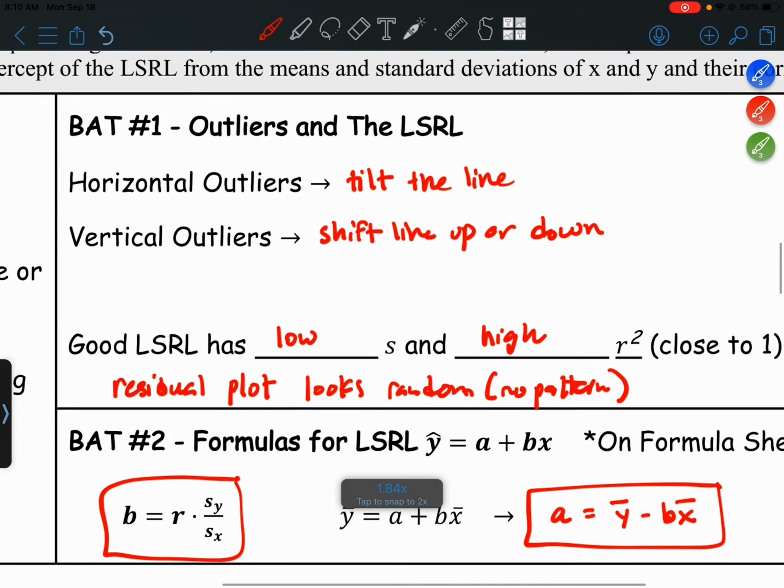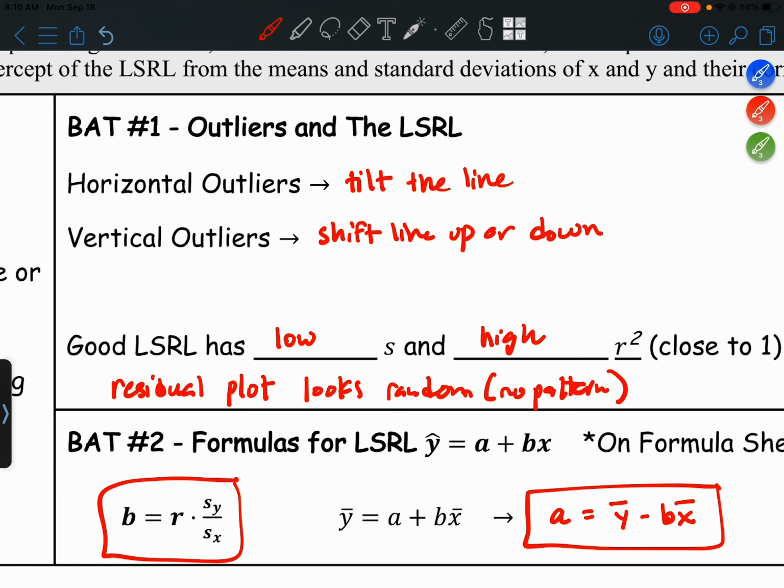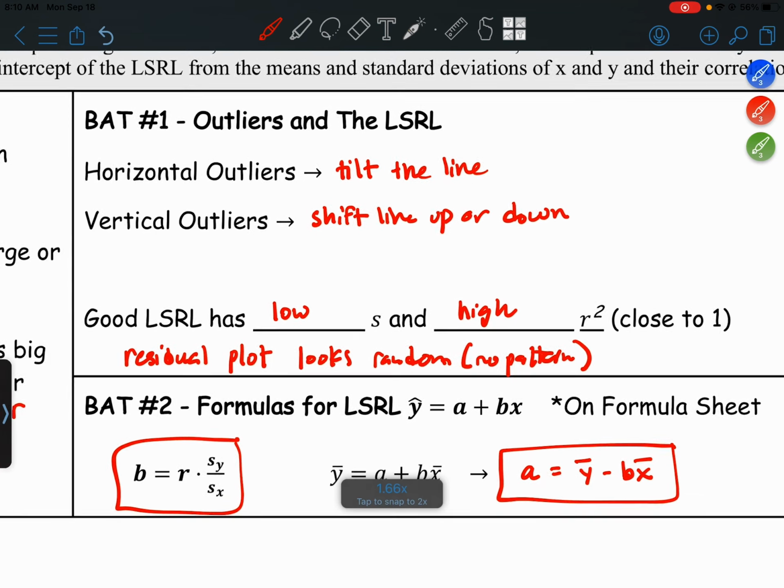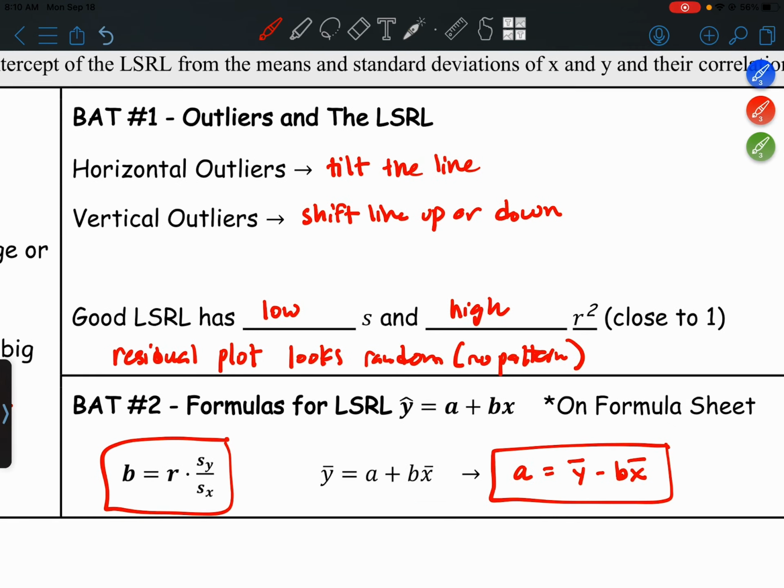Next, outliers and the least squares regression line. We saw that horizontal outliers tend to tilt the line like a seesaw. Vertical outliers just cause the line to shift up or down without tilting. A good least squares regression line is going to have a low S statistic, that's the standard deviation of the residuals, and it's going to have a high R squared, also called the coefficient of determination.